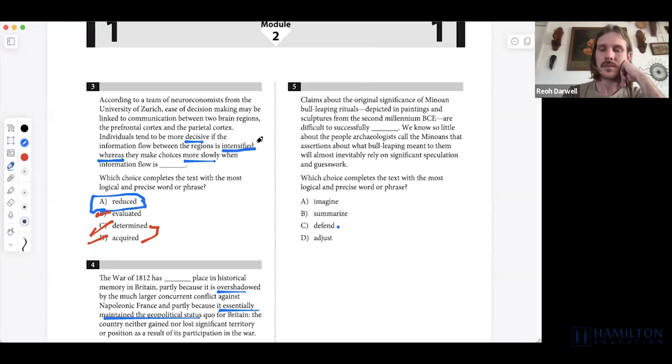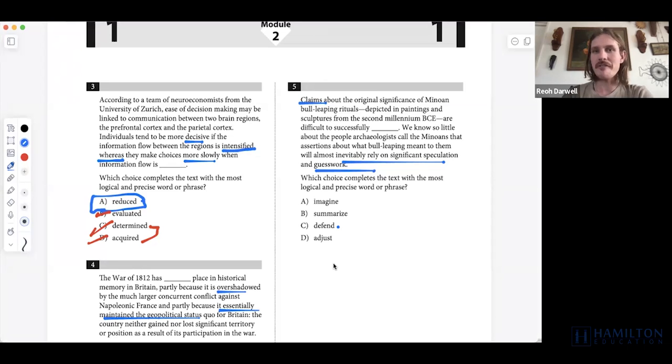All right. So we see the second sentence is really important. If you're not reading the whole thing, that's one of the reasons why you might be struggling with a question like this. We know so little about what they call the Minoans that assertions about what bull leaping meant will inevitably rely on speculation and guesswork. All right. So remember, when we're talking about claims, defending a claim means proving it. Defending a claim means that you have proven it, maybe not beyond reasonable doubt, but you've proven it to where people agree with you, right?